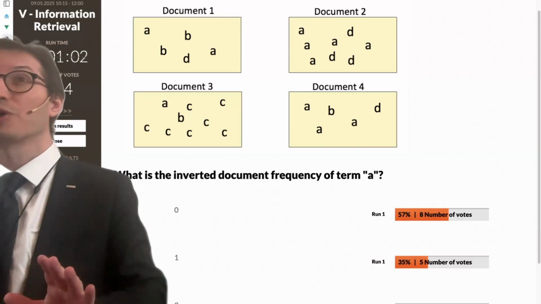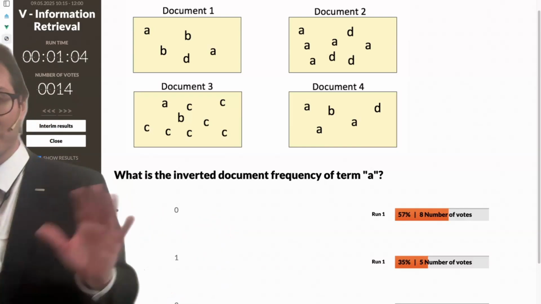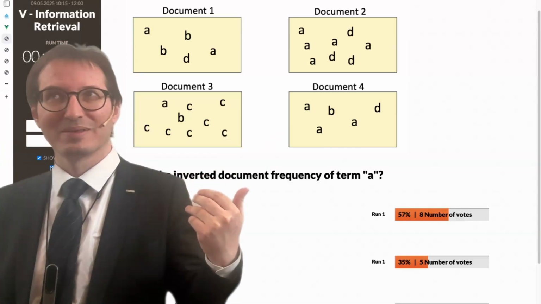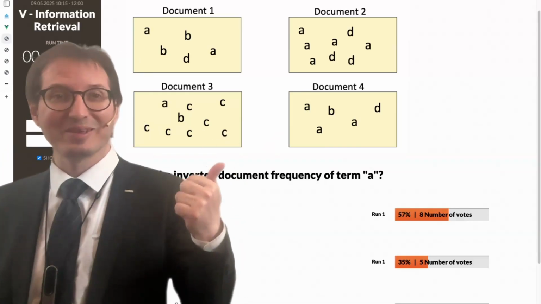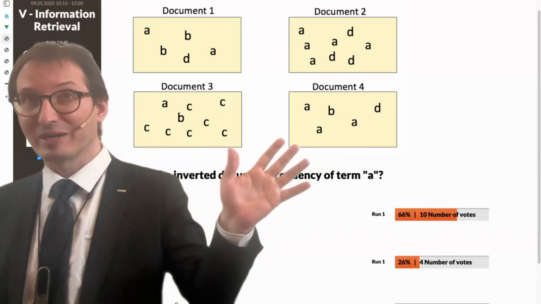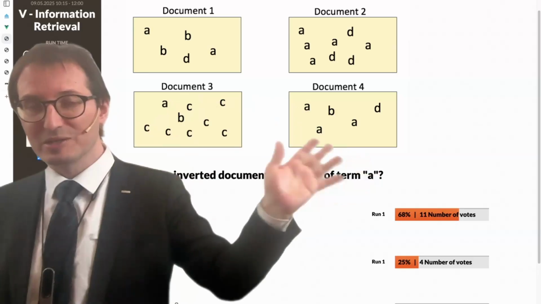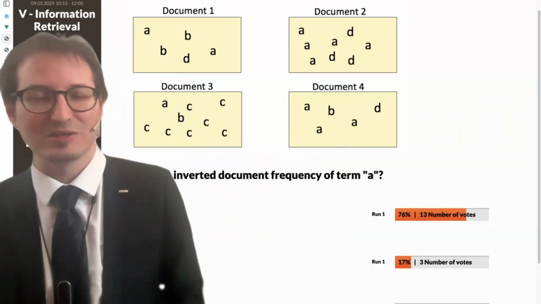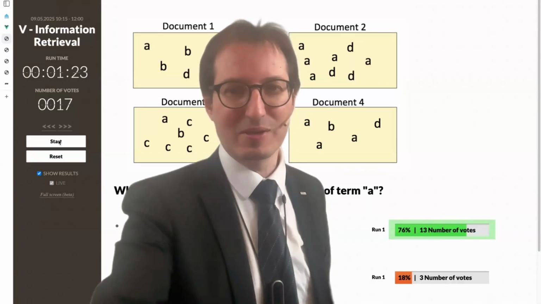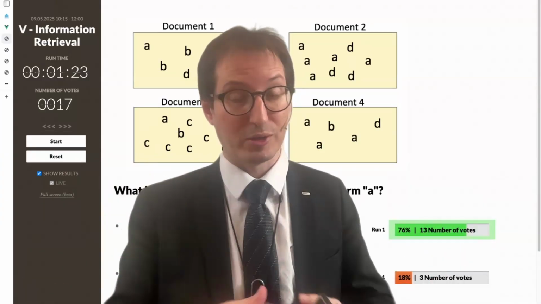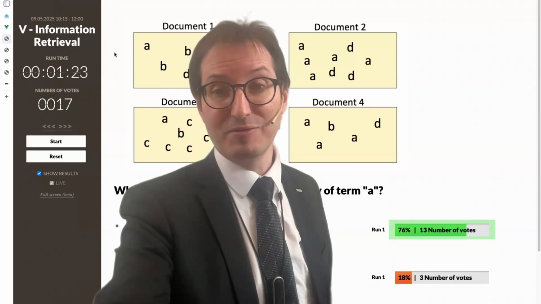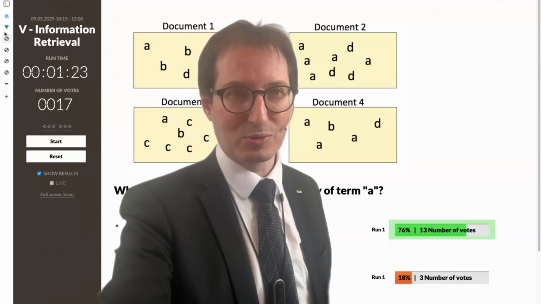4 also. A is actually a stop word. It's everywhere. So 4 divided by 4 is, yes, 1. And log of 1 is 0 in any basis. Otherwise, I would have told you which basis for the log to use, but in any basis, the log of 1 is 0. So indeed, the correct answer is 0 because that's a stop word. That's the lowest inverted document frequency you can have, for the stop words that are absolutely everywhere.